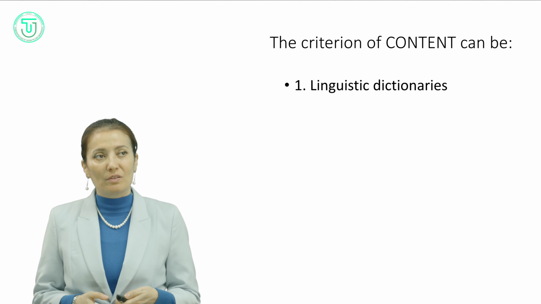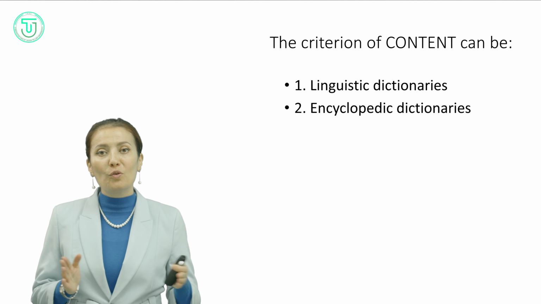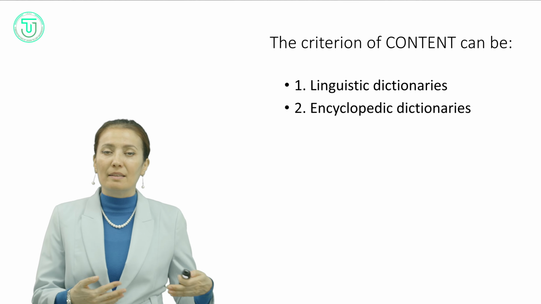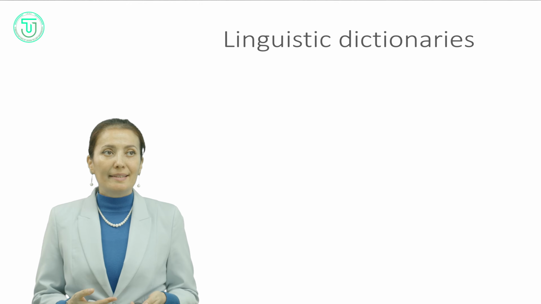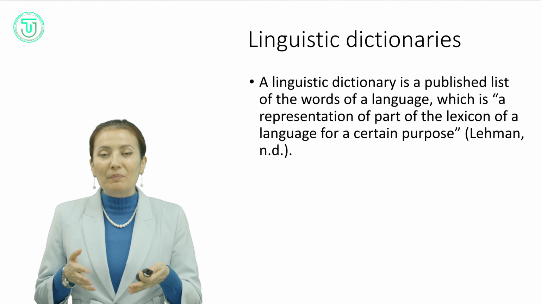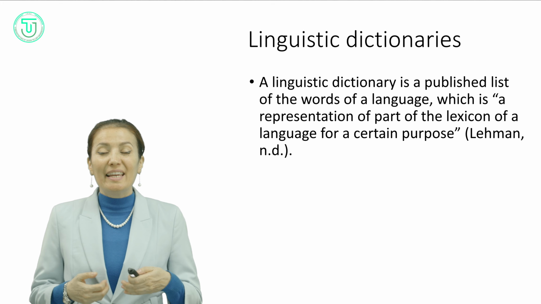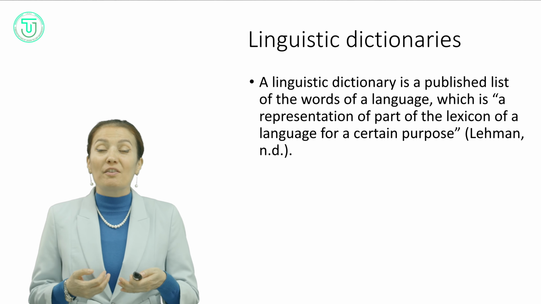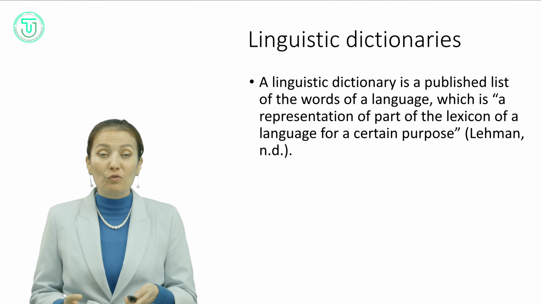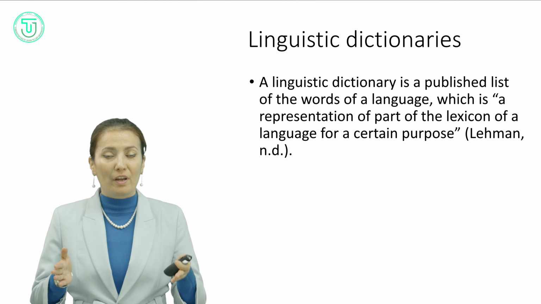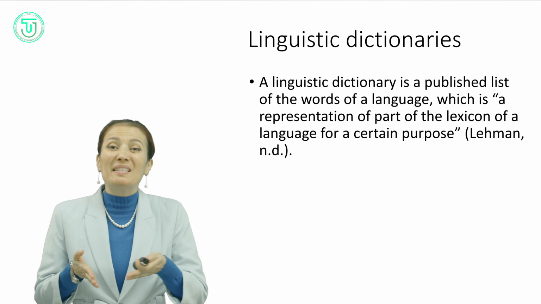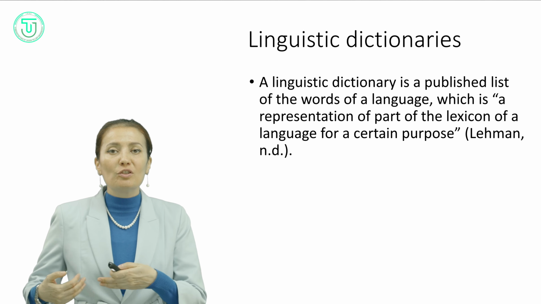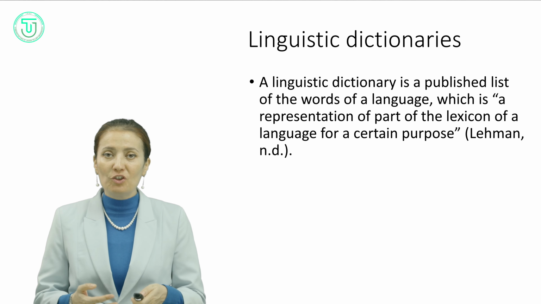There are two basic divisions of dictionaries regarding content: linguistic dictionaries and encyclopedic dictionaries. So what is the difference between linguistic and encyclopedic dictionaries? Yes, exactly. Linguistic dictionaries are intra-linguistic. They reflect the knowledge which refers to the language itself: the published list of words of a language, which is a representation of part of the lexicon of a language for a certain purpose. For example, the Webster dictionary is a general dictionary. It does not refer to a specific field of knowledge. It refers to general knowledge and gives definitions to different words, word combinations, collocations, or phrases.